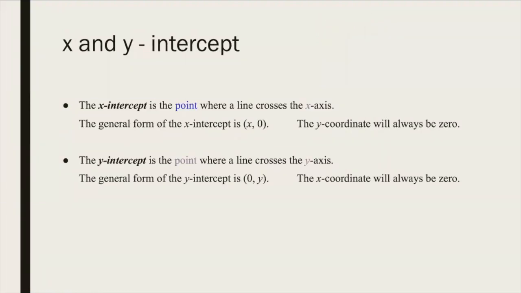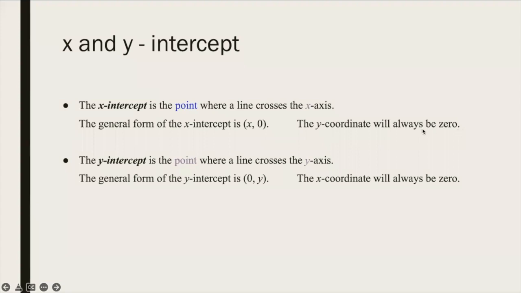Okay, next. So we have x-intercept and y-intercept. Your x-intercept is a point where a line crosses your x-axis, meaning the line and the x-axis intersect. And the general form of your x-intercept is x and 0. Here, I think you can see my cursor. And the y coordinate in an x-intercept should always be 0.